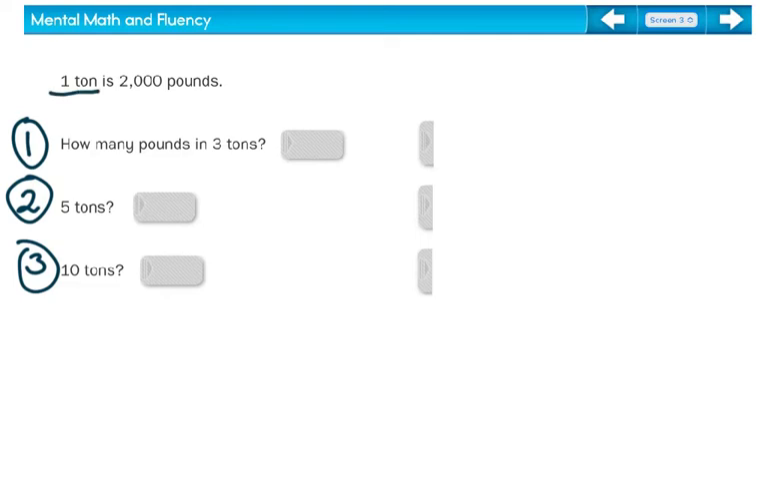1 ton is the same as 2,000 pounds. So how many pounds are in 3 tons, 5 tons, and 10 tons? Write your answers only. Go ahead and pause your video.